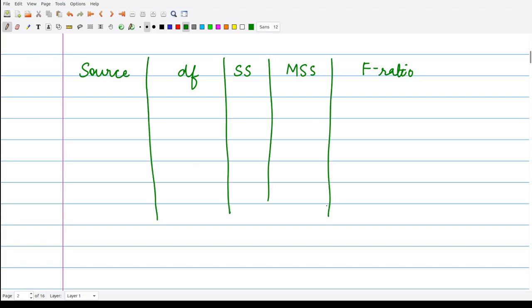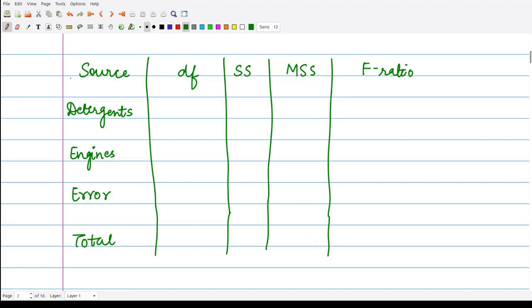The difference here is that in the source, we will write detergents, because about detergents we have to make one decision. Then we'll write engines, because about engines we have to make a decision, and we'll write error here, and then we'll write total. So you can see that in addition to detergents, error, total, we have engines also. So we have one more thing that is to be studied here. Now we are to fill up all these values according to different formulas. So let's see how we can do that.